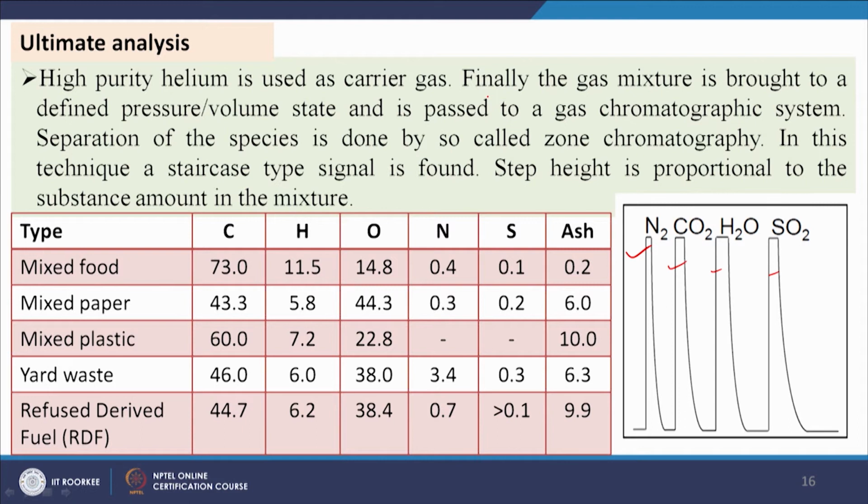Finally, the gas mixture is brought to a defined pressure and volume state and is passed to a gas chromatographic system. Separation of the species is done by so-called zone chromatography. In this technique, a staircase type signal is found, and the step height is proportional to the substance amount in the mixture. Some typical examples you see are mixed food, mixed paper, mixed plastic, yard waste and refuse derived fuel. Carbon, hydrogen, oxygen, nitrogen, sulfur and ash content are provided here.